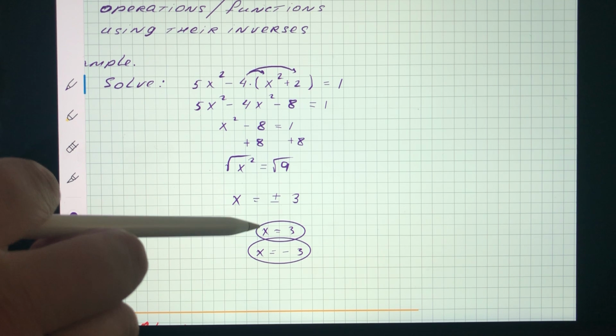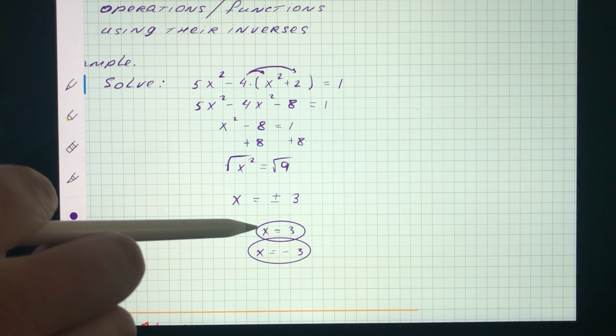Now let's use the calculator to see if we can confirm that these results actually make sense.